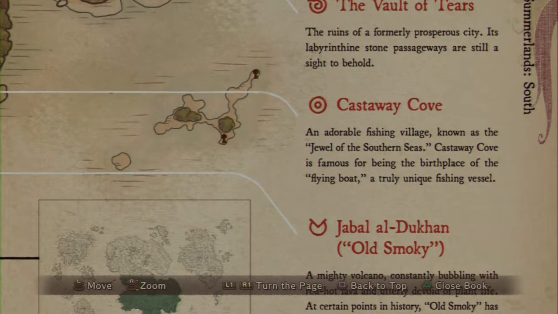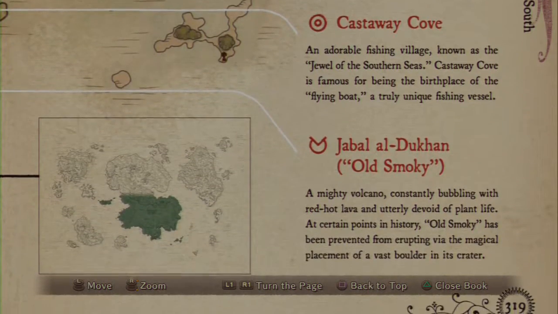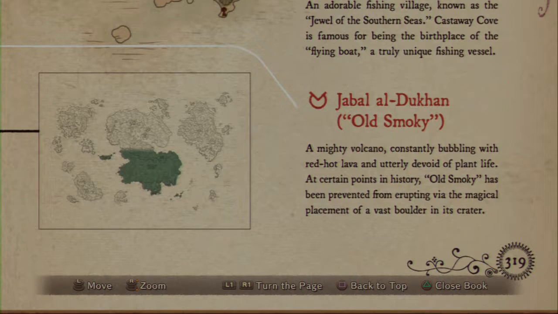And Castaway Cove, an adorable fishing village known as the Jewel of the Southern Seas. Castaway Cove is famous for being the birthplace of the Flying Boat, truly a unique fishing vessel. And last on our list we have Jabal al-Dukhan, or Old Smoky. The mighty volcano constantly bubbling with red-hot lava and utterly devoid of plant life. At certain points in history, Old Smoky has been prevented from erupting via magical placement of a vast boulder in its crater.